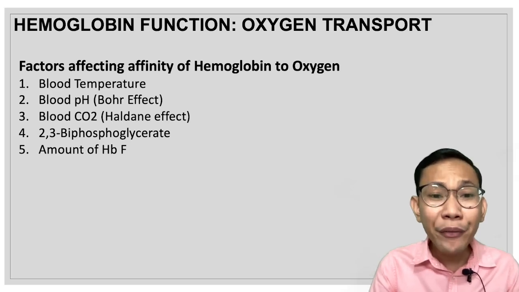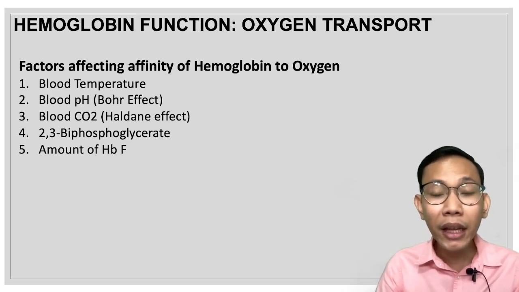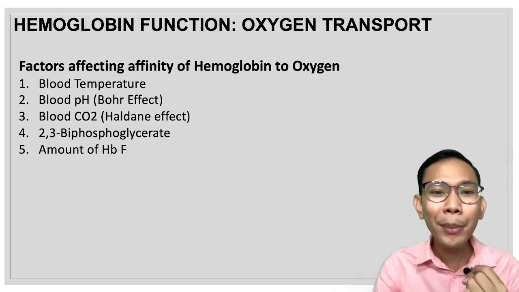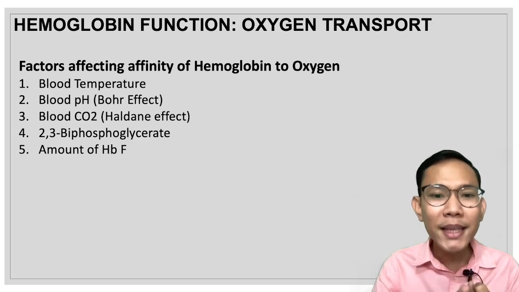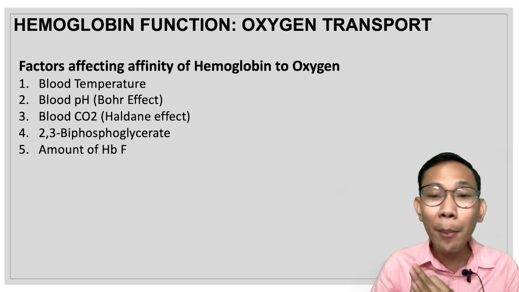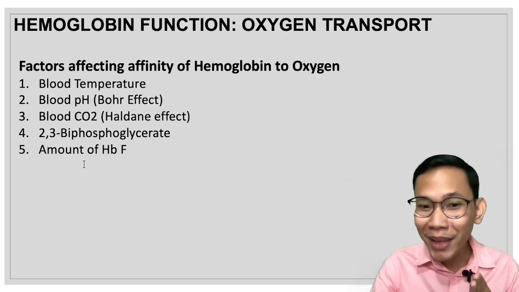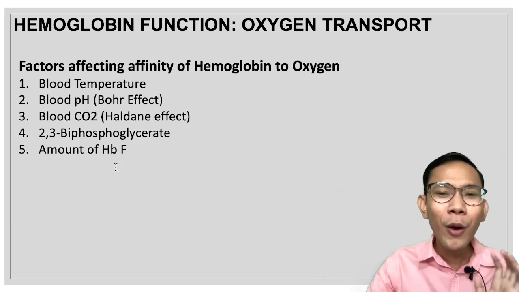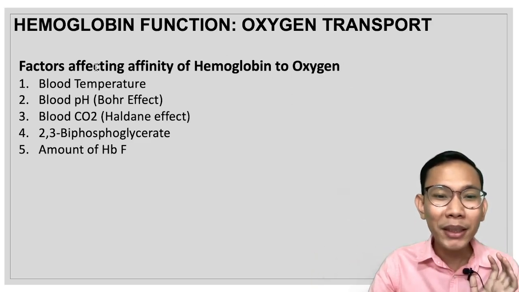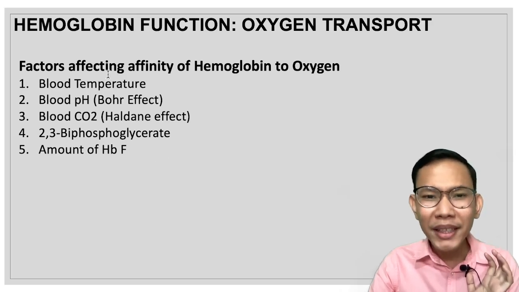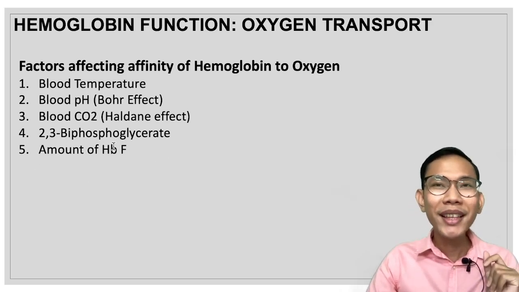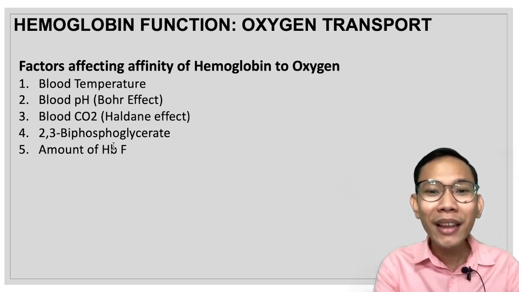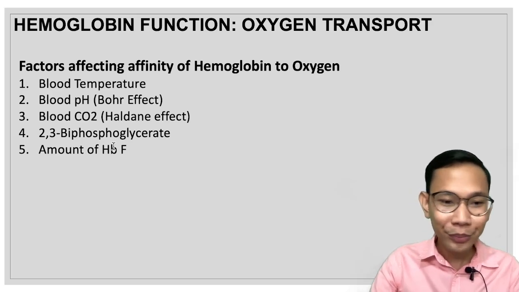So these are now the different factors that will affect the affinity of your hemoglobin to oxygen. Meron tayong blood temperature, blood pH, blood CO2, your 2,3-BPG, and the amount of your hemoglobin F. Of course, alam na natin to, di ba? Na-example natin to. Of course, there are still a lot of factors that will cause the affinity of your hemoglobin F, but this is the basic, what do you call this? This is the basic factors that will affect your hemoglobin affinity to oxygen.